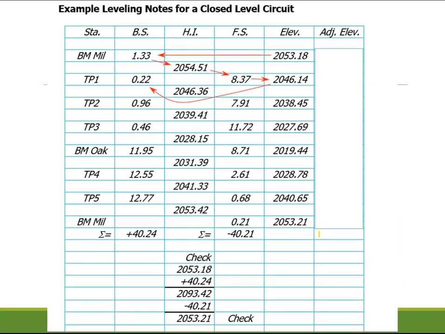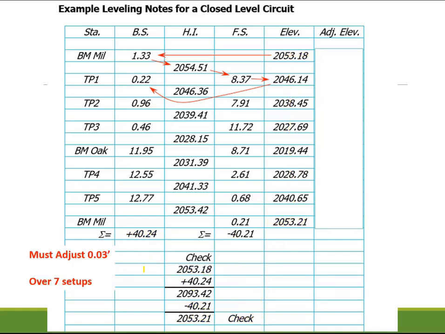Here's the completed table with a check. If I take my starting elevation and I add all of the backsights, and then I take that and I subtract all of the foresights, then I should get my ending elevation, right? So that confirms that all of the backsights and foresights were applied from the starting elevation. Sort of could help to proof all of the values in between.